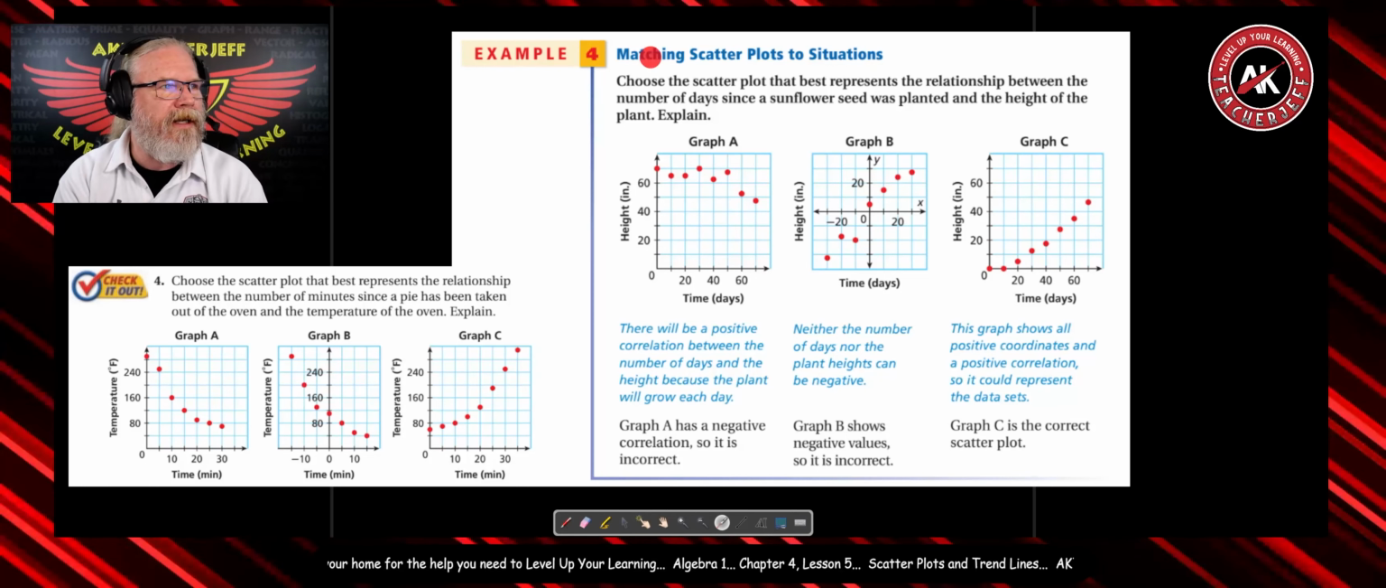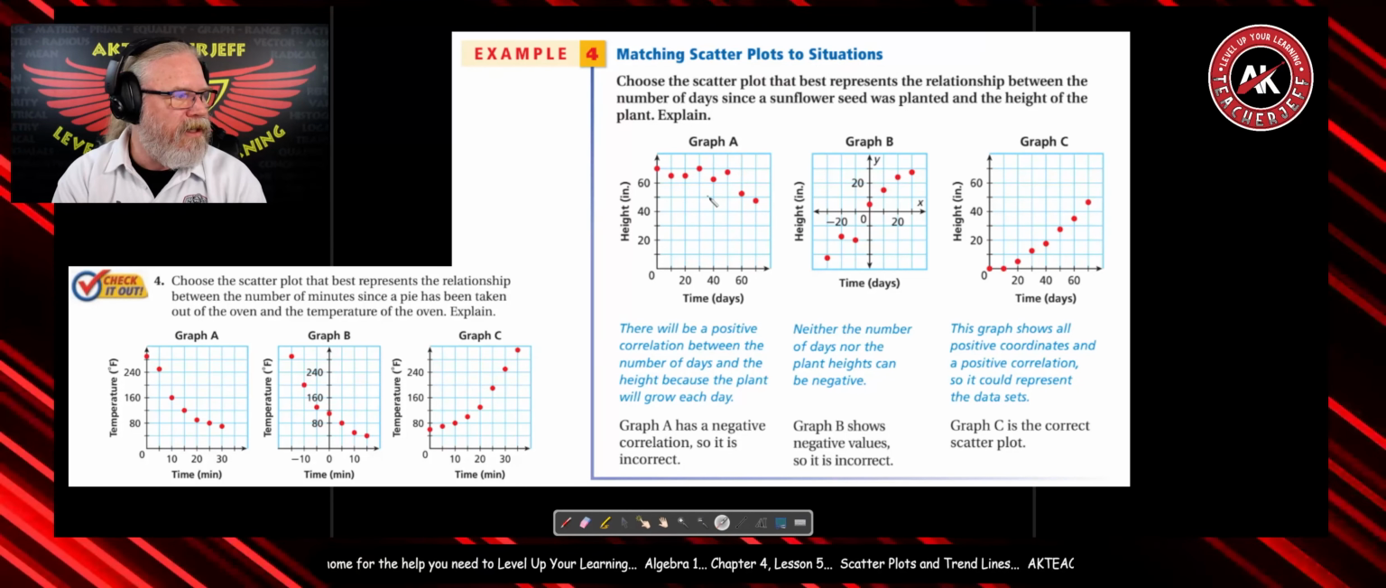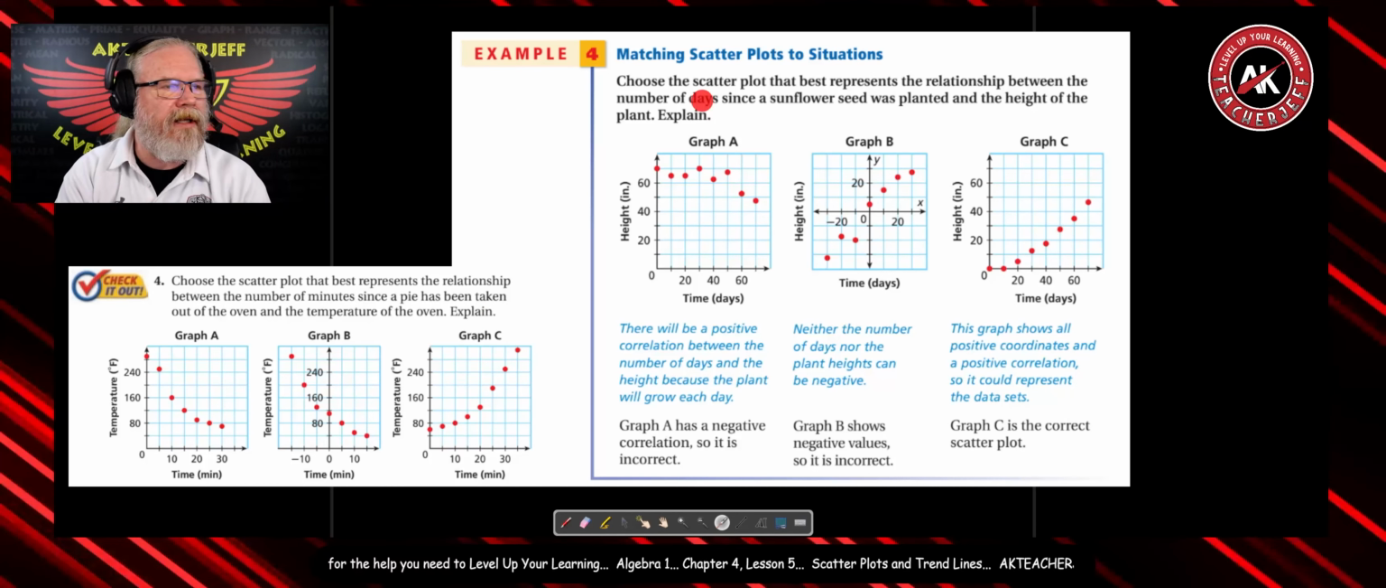Example 4 is matching scatter plots to situations. I believe that's the checkout. So let's go ahead and do this first.